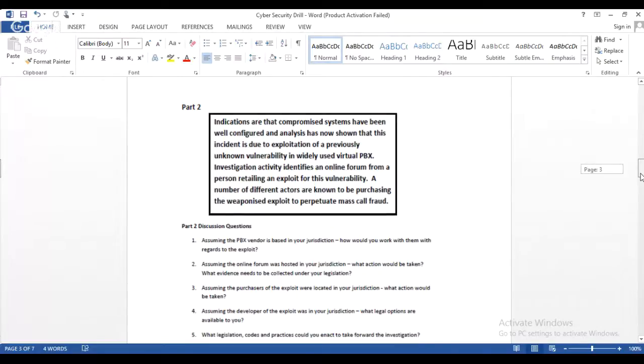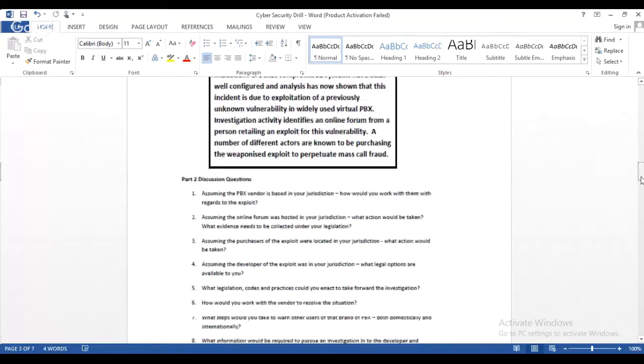Second question, assume the online forum was hosted in your jurisdiction. What action would be taken? What evidence needs to be collected under your legislation? So, the information about traffic data that is needed to track back to the source of communication should be preserved because it is ephemeral, and should be used as a starting point to identify a suspect.